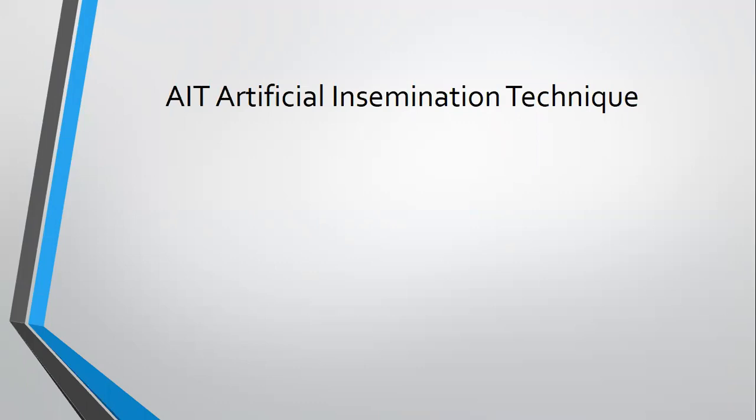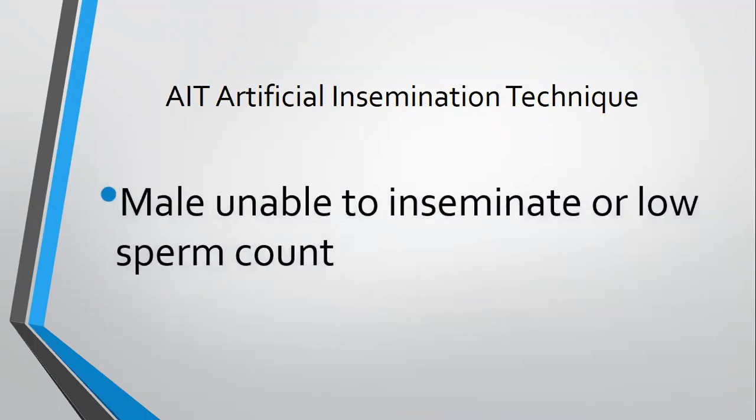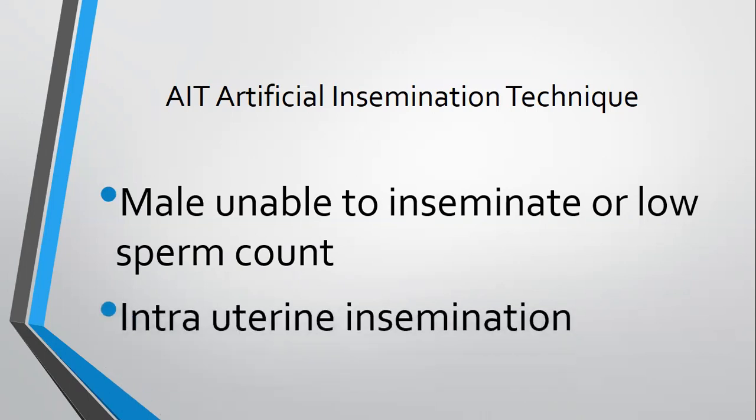Then AIT, artificial insemination technique. Sometimes the males are unable to inseminate the female or there may be a low sperm count. In that case, intrauterine insemination is done. The sperms are taken out, centrifuged, and concentrated. Unwanted liquids such as secretions from the seminal vesicles and bulbourethral (Cowper's) gland can be removed. They concentrate the sperm and transfer it into the fallopian tube.